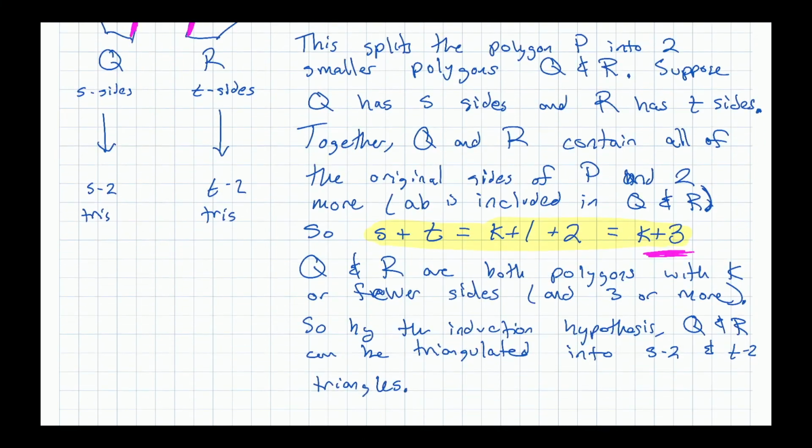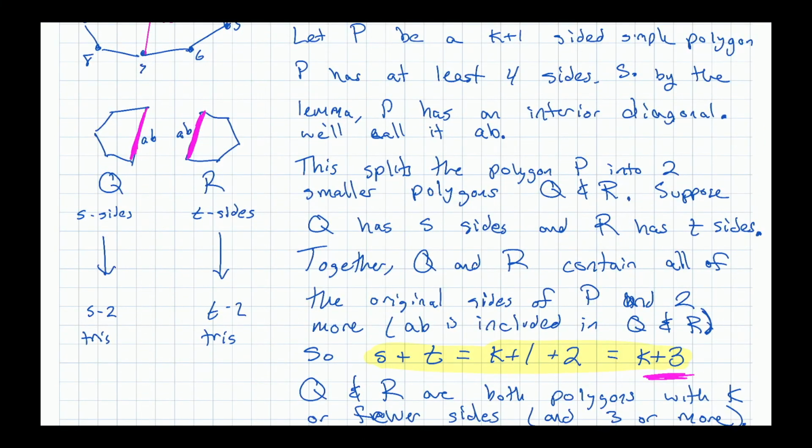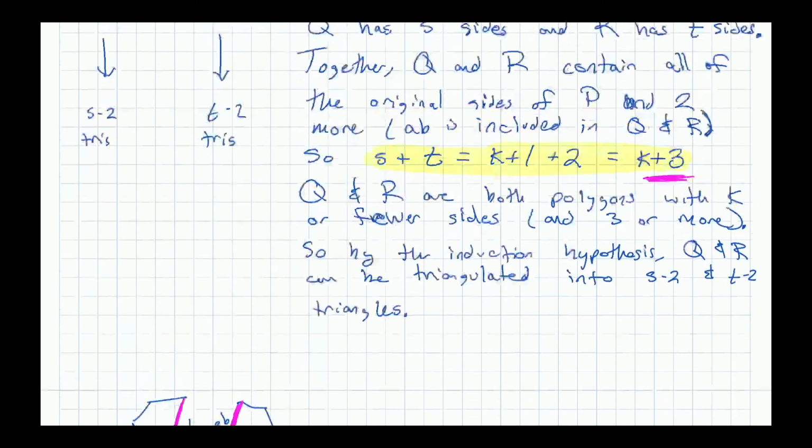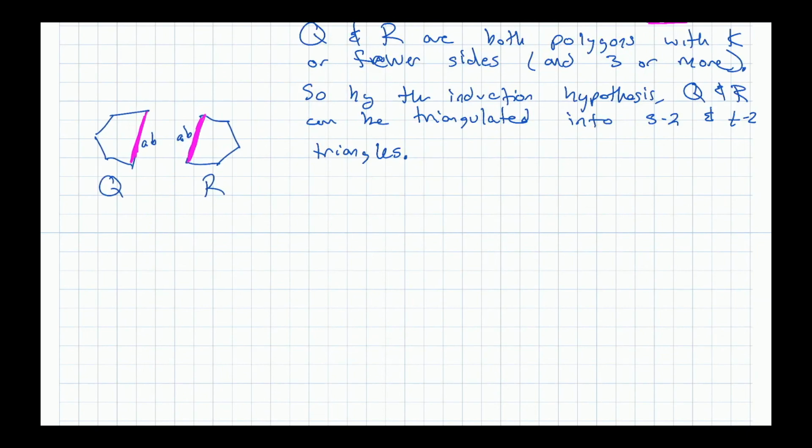So if I can triangulate Q and R, let me copy Q and R. Duplicate down here. So now you can triangulate Q and R just by triangulating them, right? So I don't have to do anything to prove this because by the induction hypothesis, this is possible. So now you've triangulated Q into S minus 2 triangles and R into T minus 2 triangles.